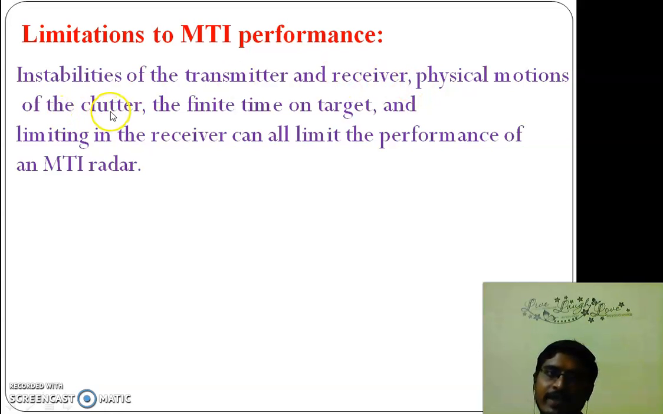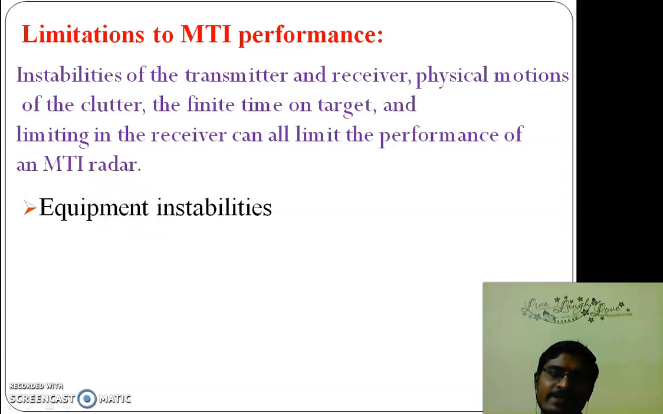Physical motion of the clutter, such as tree leaves that move slightly. One more thing, to scan a particular target we need finite time. So finite time on the target and limiting in the receiver. We are using a limiter, that is called limiting in the receiver, and it also limits the performance of MTI radar. All these parameters can limit the performance of MTI radar.